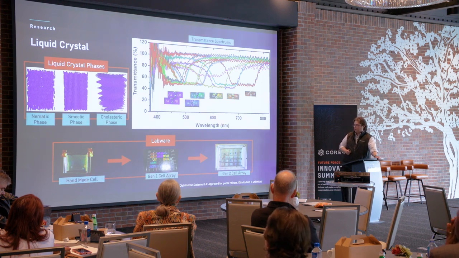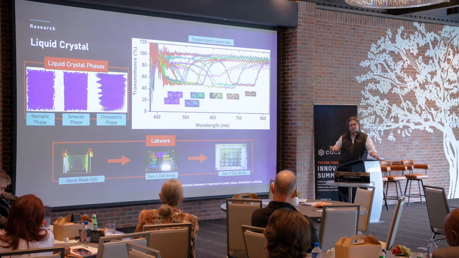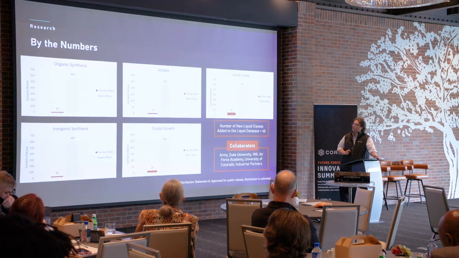So we went back to the drawing board and we created a new assembly process for these Gen 2 cell arrays, which are ITO coated, so they can be electrically triggered. But we had to reduce the number of cells while increasing the gap length for this production process.